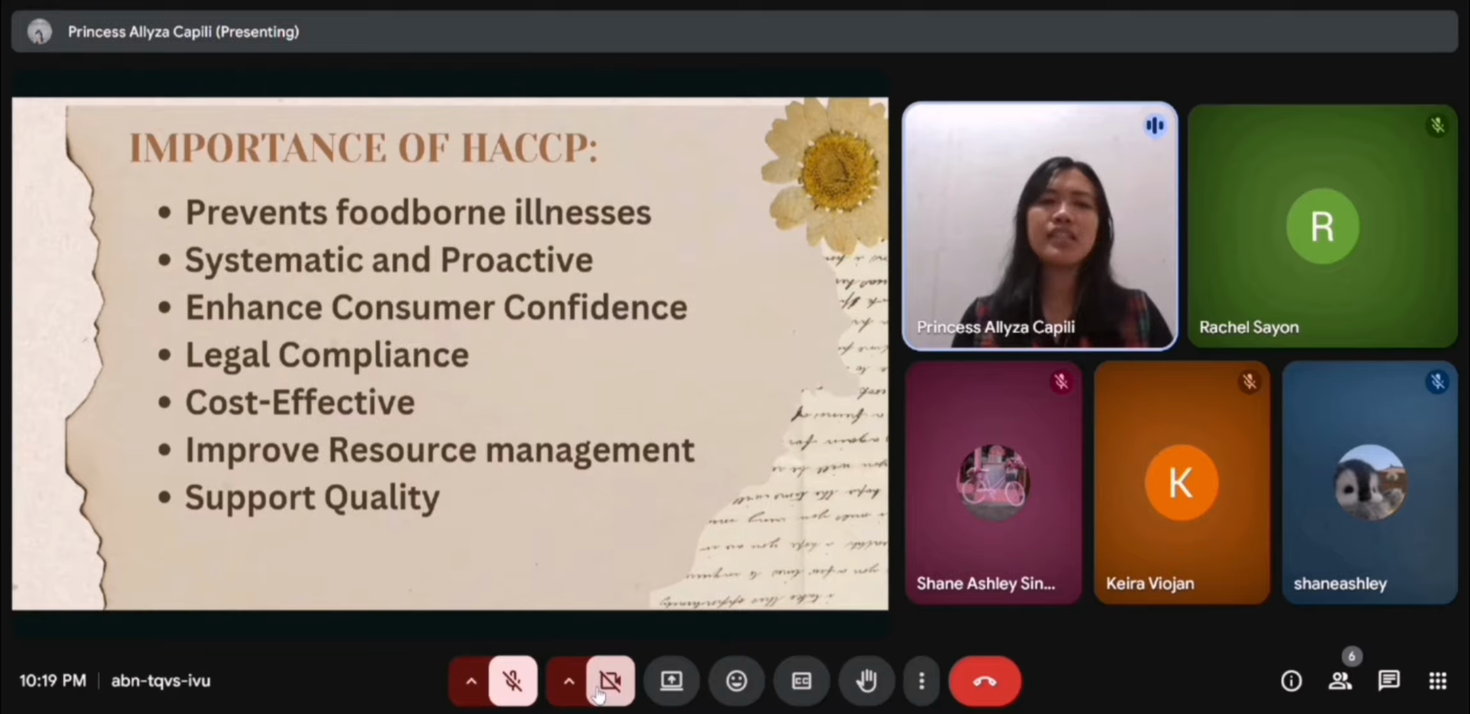For the next one is the improved resource management. It sets clear standards and monitoring procedures, which reduce inefficiencies, minimize errors, and ensure better oversight of all processes from raw material handling to final product delivery.